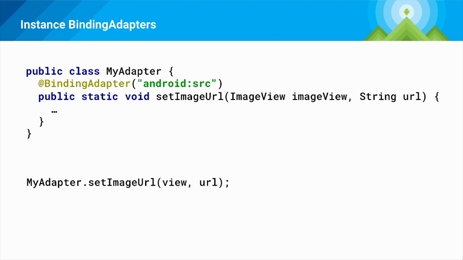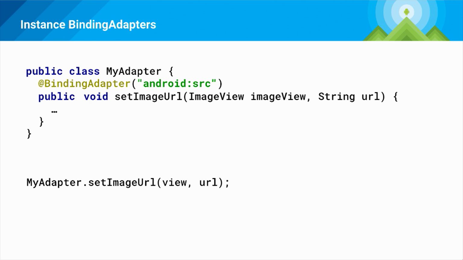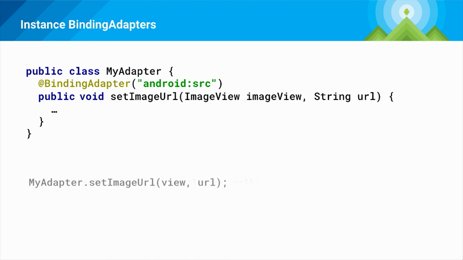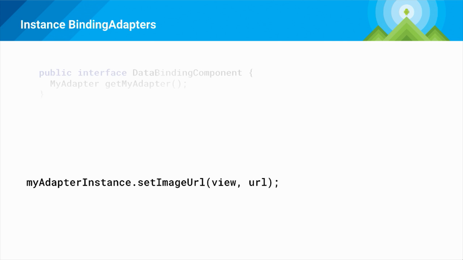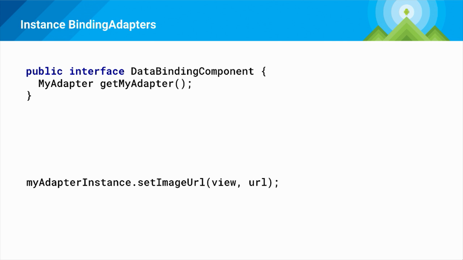How do you get the instance? So yeah, I mean, we take out the static. What happens? Right, where does that instance come from? We have to do some kind of instance. So what we're going to do is the binding framework is going to look and see, oh, this is an instance binding adapter. We need to generate this method on this class, this data binding component class.